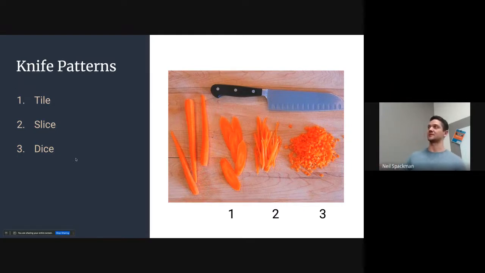So you can see in the example here, you have a carrot that's cut into tiles. That's what number 1 is. And then if you take those and set them, you can cut them again and they'll become slices. So if you want a julienne, that's what that would become. If you flip them, rotate them 90 degrees and cut them again, they'll become dices.